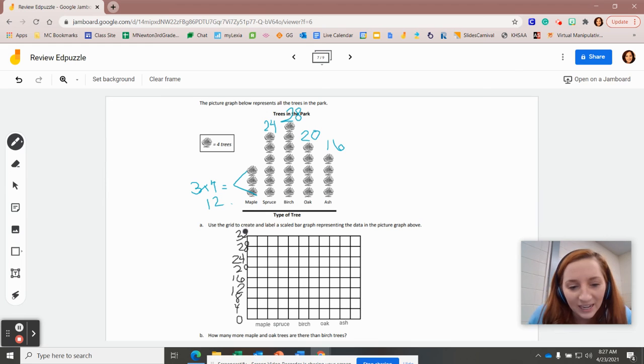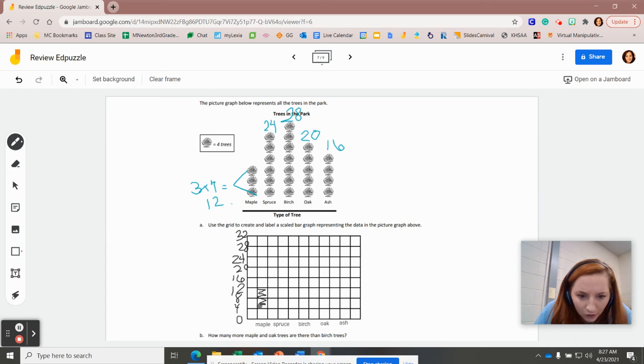So I went ahead and paused the video and then I labeled it, drawing the numbers. Okay, so it goes from 0 to 32 like we wanted it to. All right, now we've got to represent these bars with what we have up here. Okay, our picture graph has the pictures to represent. So now we have to represent it with a bar. So we know that there's actually 12 maples. So we're going to go all the way up to 12 and we're going to color this in.